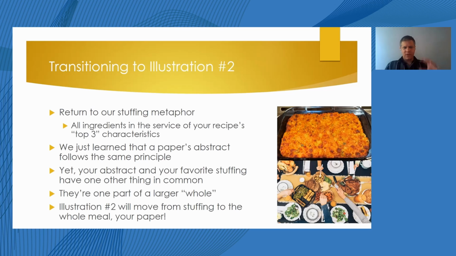So we learned how to do that with an abstract or a paper, but like I mentioned before, an abstract is just part of that larger whole. In essence, a really good abstract is basically a condensed version of your paper. If you stretch the abstract out, you should be able to make a really good paper. So we're going to move on in illustration 2 from the abstract to the entire paper.